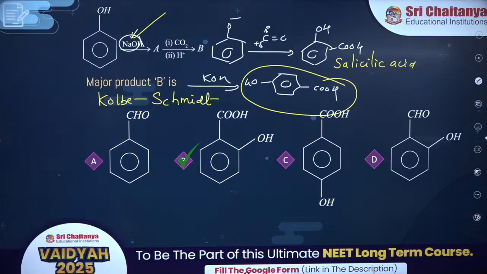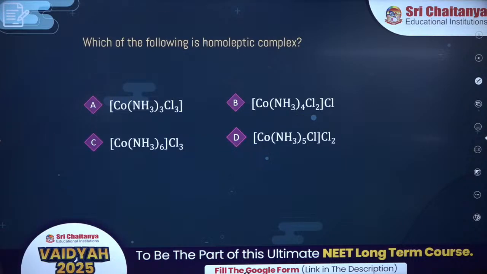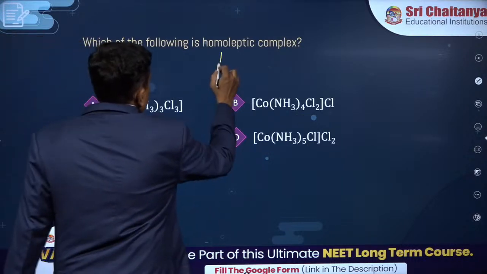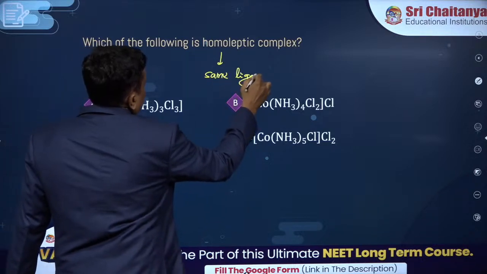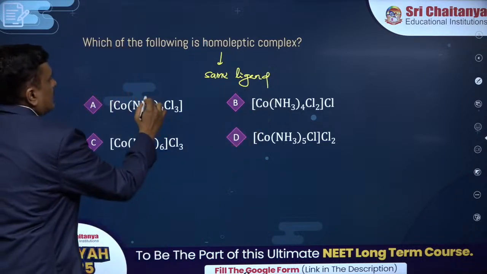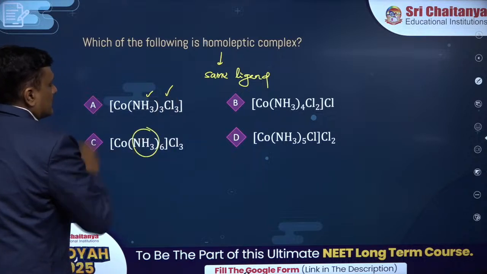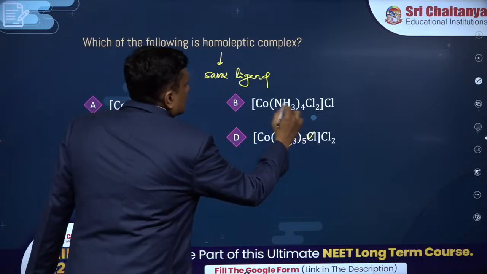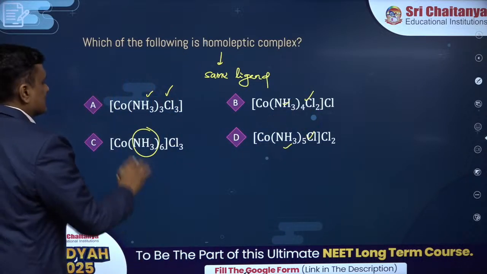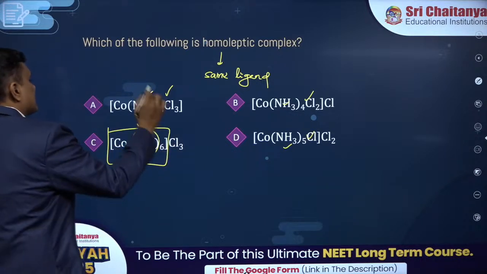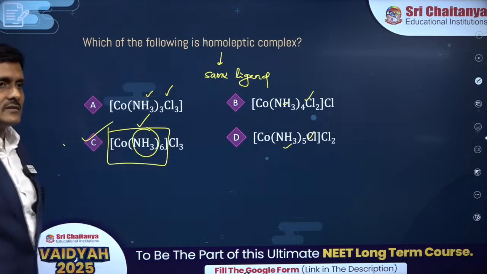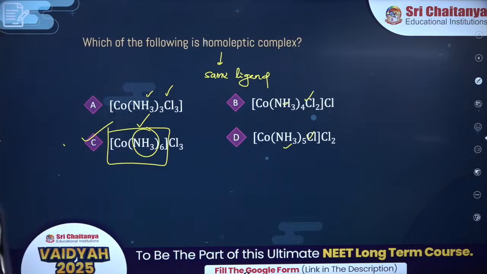You can see that the answer is this thing. Homoleptic, we discussed, same ligand. You can see ammonia and chlorine, only ammonia and chlorine. So homoleptic means all ligands are of the same type; inside the square bracket, whatever there is, all are alike. Easy question. It's called Kolbe-Schmidt, buddy.